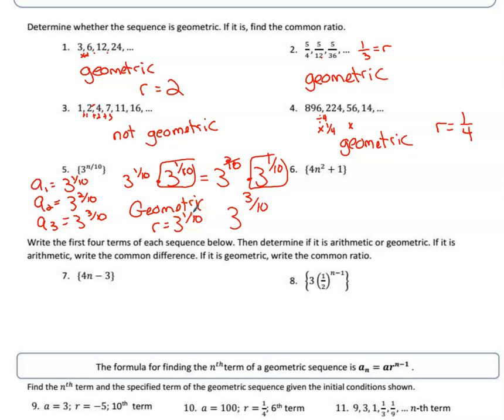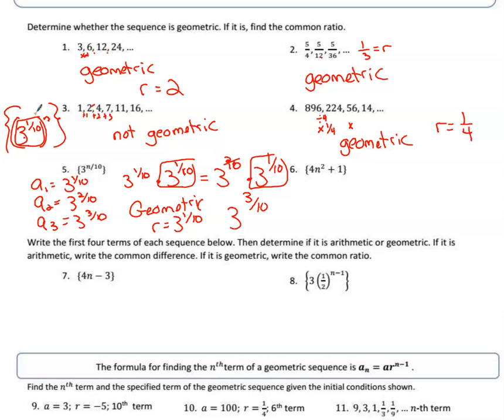Now, to give you a hint on that one, this is 3 to the n over 10. Well, that's 3 to the 1/10 to the nth power. If you ever see a sequence that's exponential, with a power that's the exponent, the base is your common ratio. That's our R. So it'll be a geometric sequence, and they told us what R is.